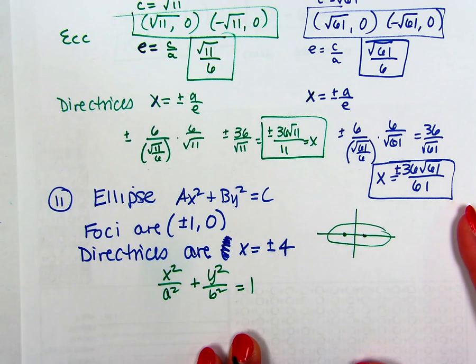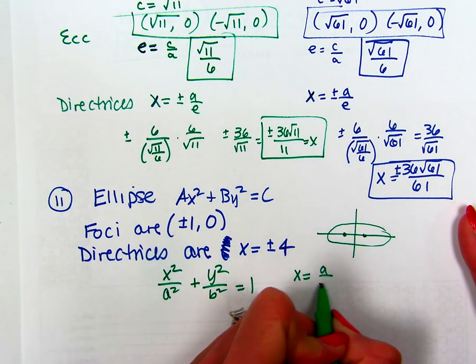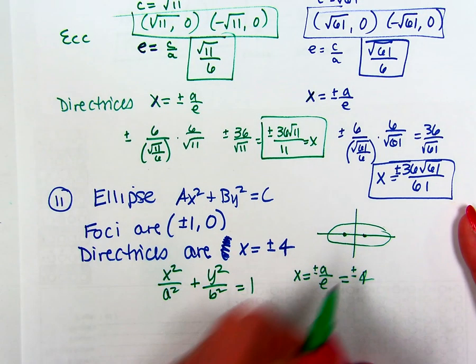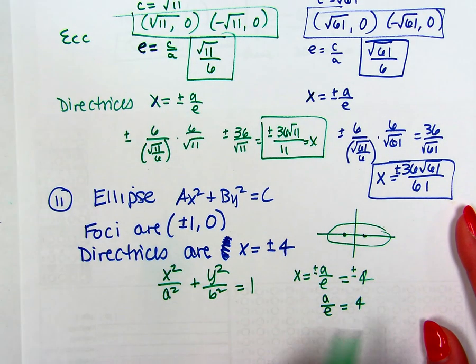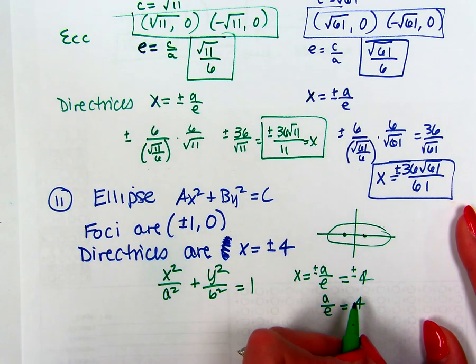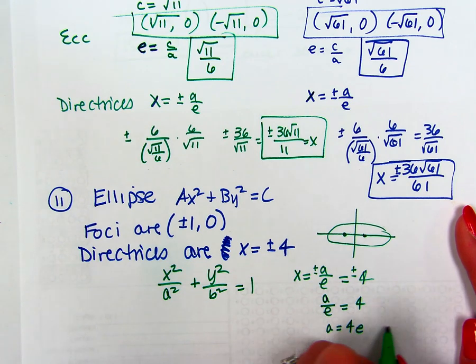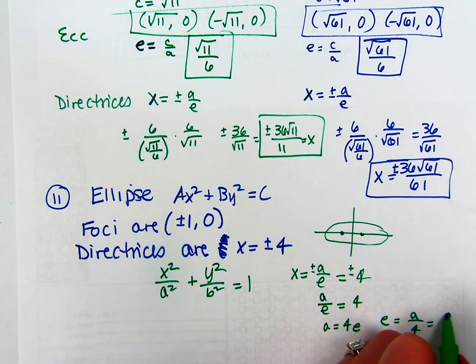All right, my equation of my directrices is always going to be a over e, which I know is 4, negative 4. Right? So I can solve this equation. I'm going to ignore the plus or minuses for now, and I'm going to rewrite it a little bit. So I know that I can say a equals 4e, and e would be equal to a over 4. So we're going to come back to that in a second. Which I know that the eccentricity is always c over a.